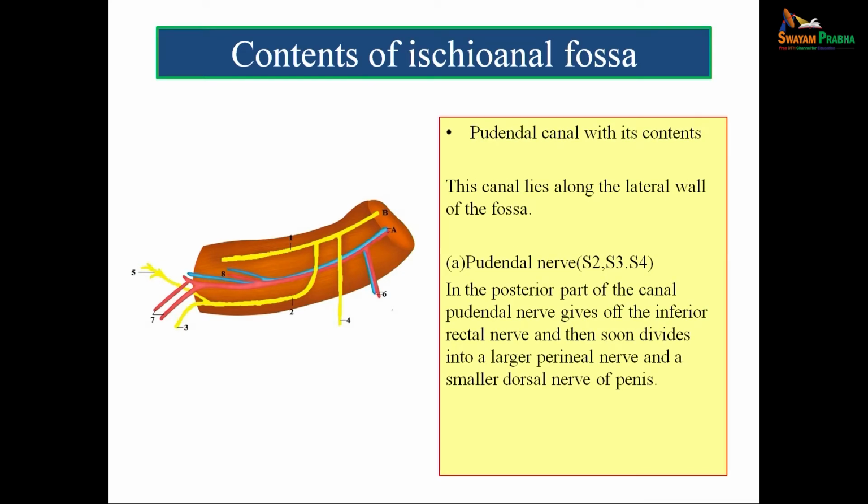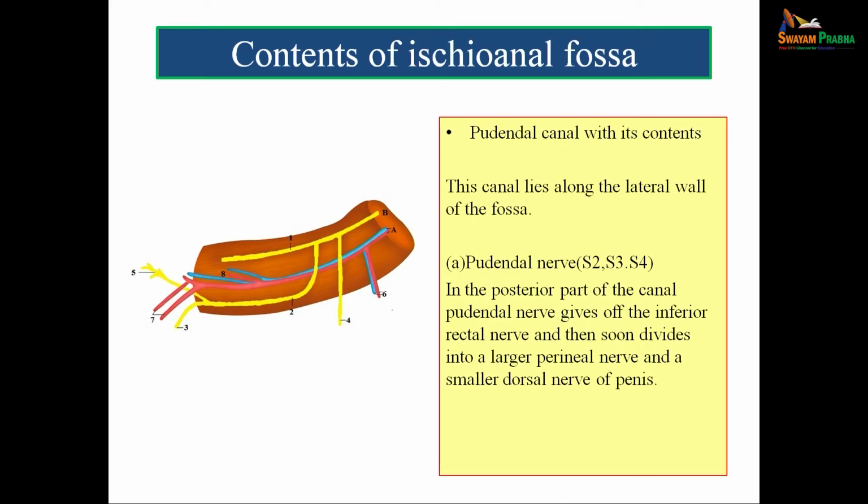Then the third content of the ischioanal fossa is the pudendal canal. This canal lies along the lateral wall of the fossa. First we come to the pudendal nerve. Pudendal nerve has root value S2, S3, S4. In the posterior part of the canal, pudendal nerve gives off the inferior rectal nerve. We see 4 coming out of B. B is the pudendal nerve and we see 4 coming out of B. Then it soon divides into a larger perineal nerve and a smaller dorsal nerve of penis.